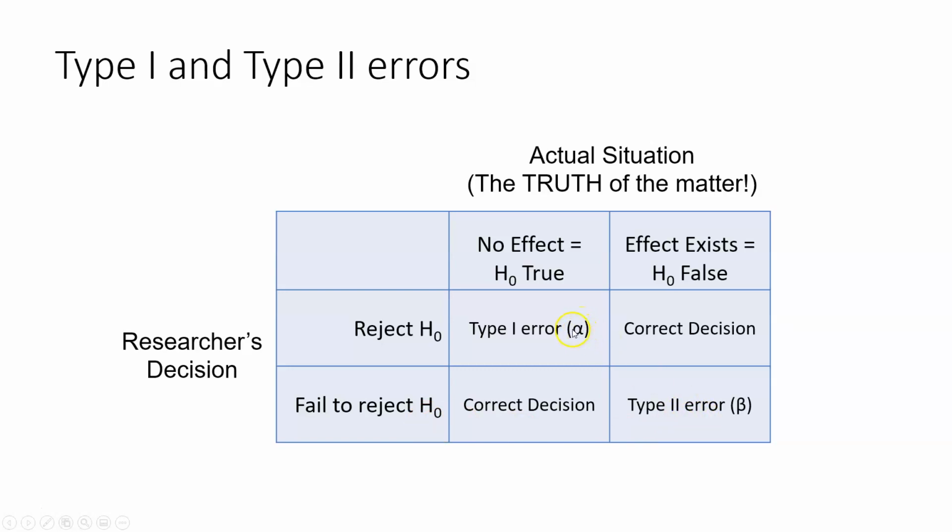This is indicated by the probability called alpha. This is indicated by beta. This alpha is the same alpha as before when we said the 0.05. That's to say the type 1 error will be 5% if we use an alpha of 0.05. It'll be 1% if we use an alpha of 0.01. Whatever our alpha is, that's how often we're going to make a type 1 error.